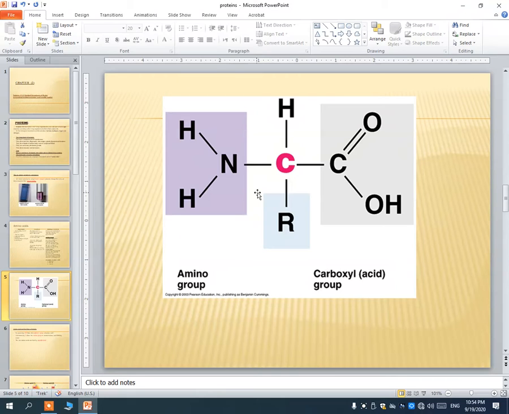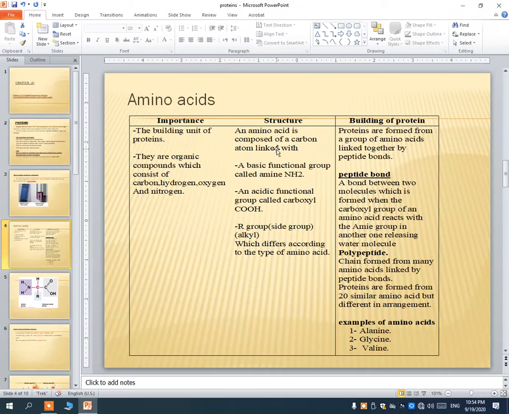So the structure of amino acid: a carbon atom connected with a hydrogen atom, the terminal group, and two functional groups, which are the carboxyl group COOH and the amino group NH2. So again, the amino acid is composed of a carbon atom linked with a basic functional group, the amine group, an acidic functional group, which is the carboxyl group, and also the R group, the side group, which is the alkyl group, and it differs according to the type of amino acid.